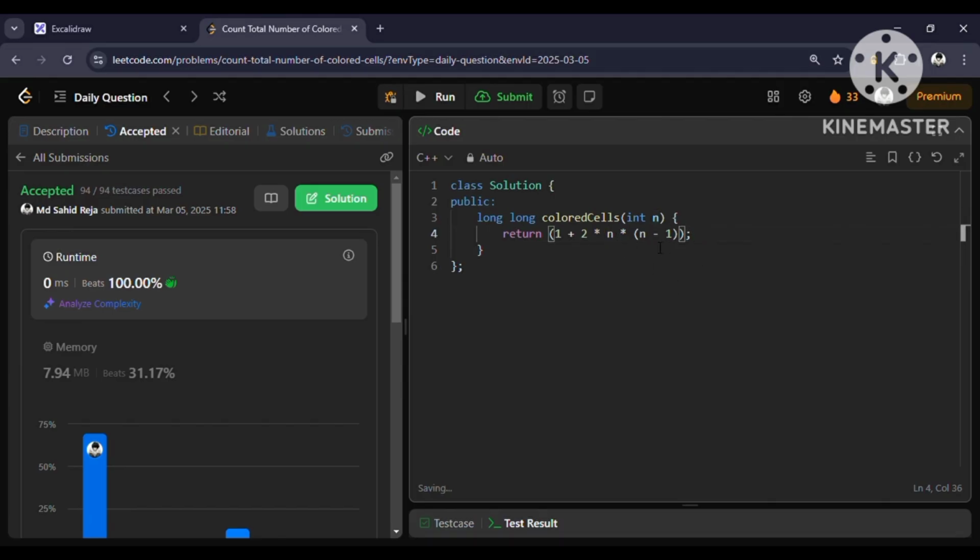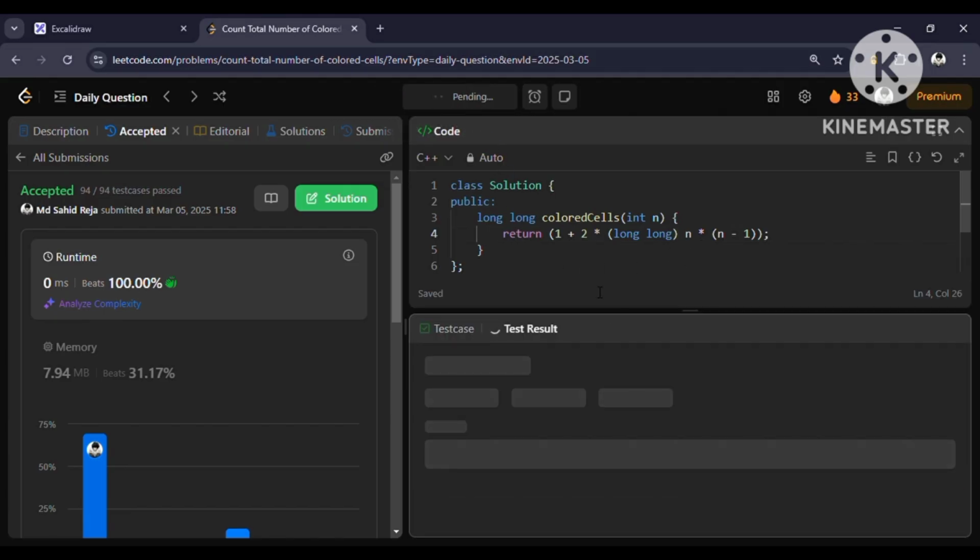Before this I have to return in long type, so I have to typecast n into long, because n is my integer, and n into n minus 1 can be very big, and the integer variable would cause integer overflow. That's why I have cast the data type of n to long.